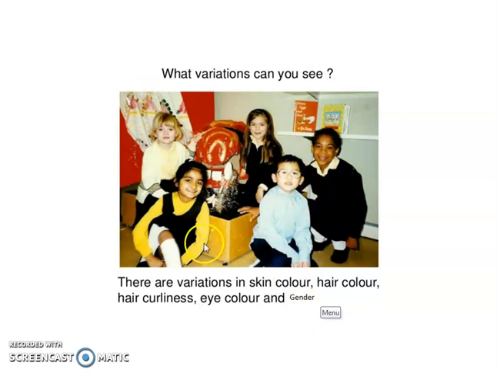Also, in this picture, you can see different kids. There is variation in their skin color, variation in hair colors, variation in the curliness of the hair, and variation in eye color, and also variation in gender. Some are female, some are male. So variation can be in a lot of different ways.